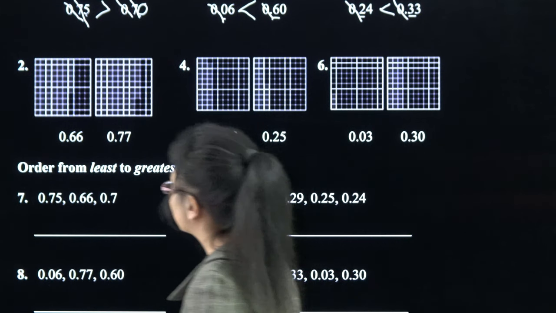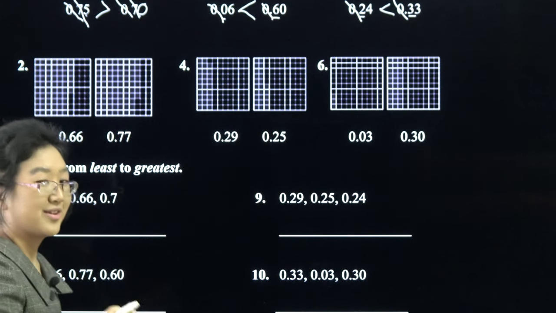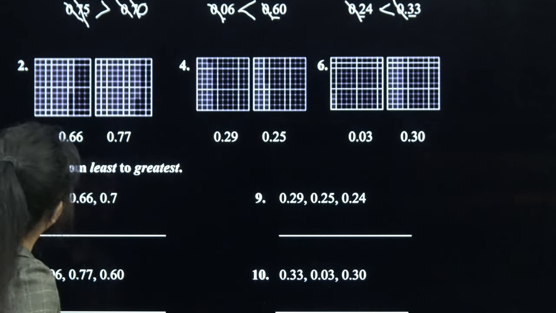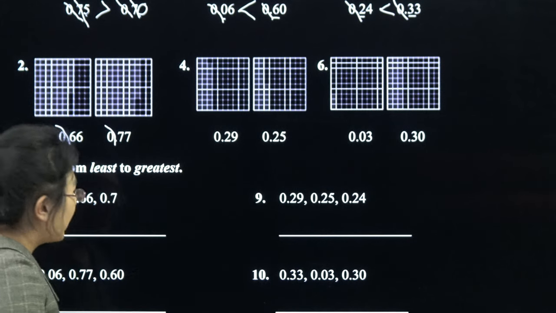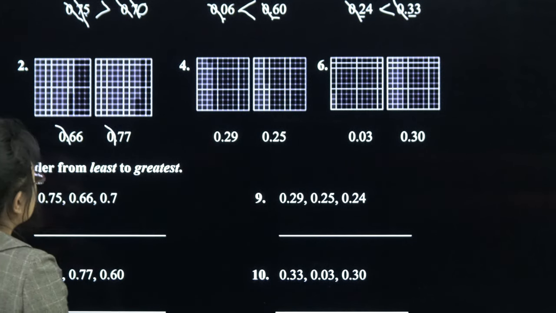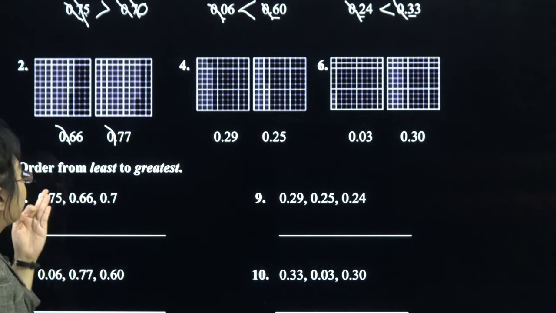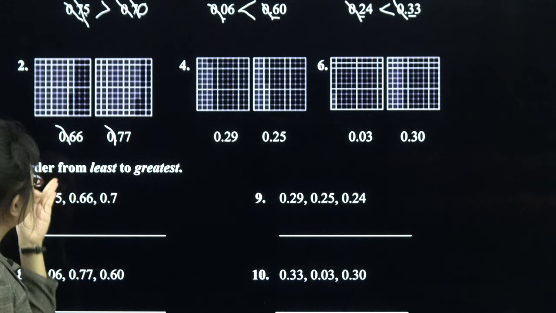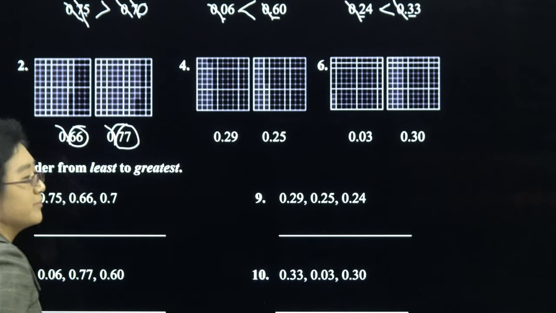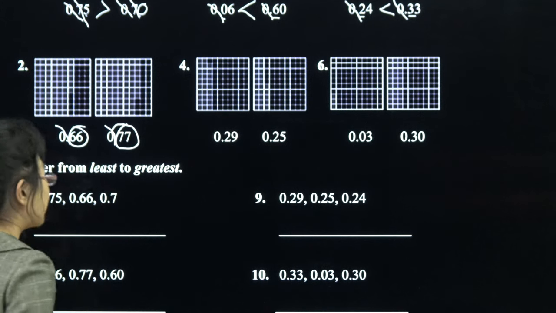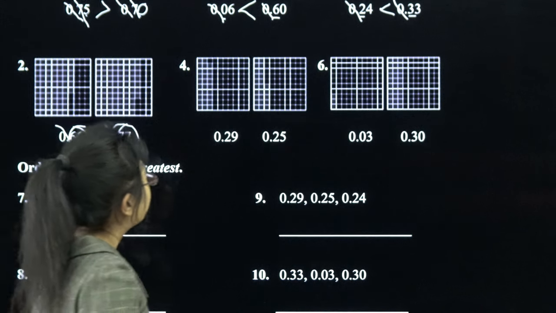Then there's 0.66 and 0.77. Okay, if you really want to think about it, the ones place, anything before the decimal point, which is to the left, is equal. If they're equal, just ignore it. And then think, is 66 smaller than 77? Yes, it is. So 0.66 is smaller than 0.77.